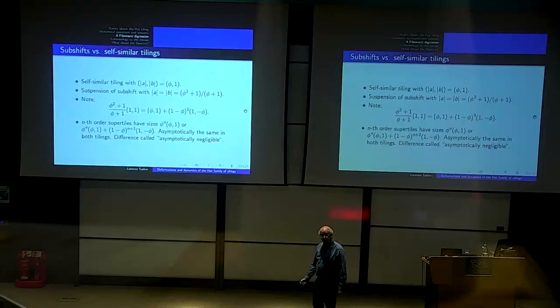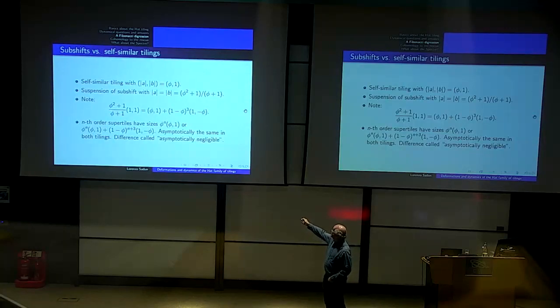Okay, so we're going to look at that. We're going to look at two cases. We're going to look at one case which is self-similar, where A has length golden mean and B has length 1. And we're going to look at another case where A and B are the same length. And I want it to be the same, these guys have an average length of phi squared plus 1 over phi plus 1. So we're going to give these guys that average length.